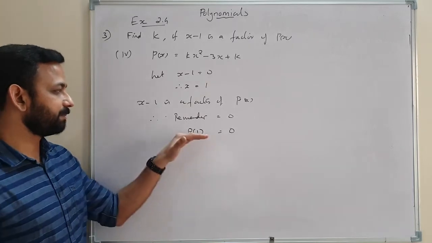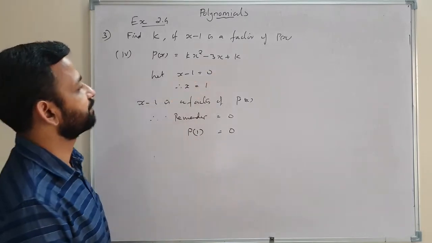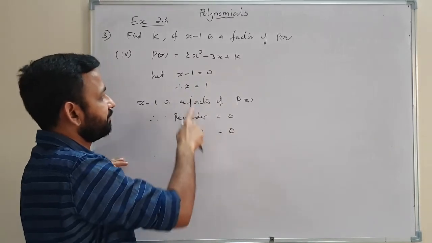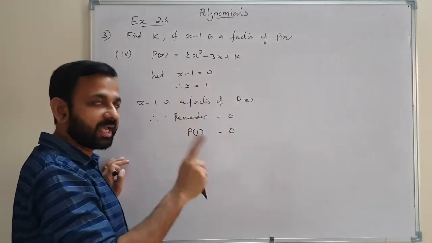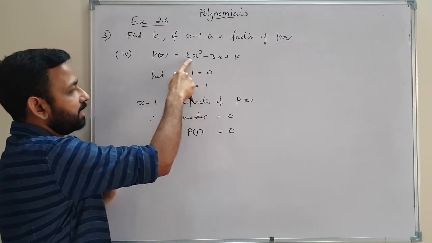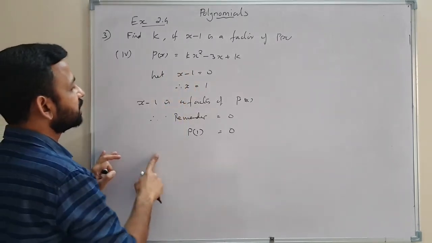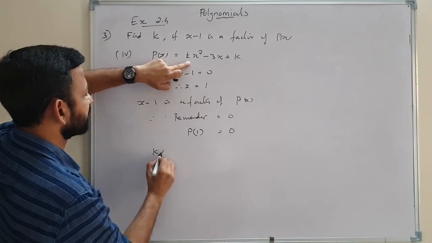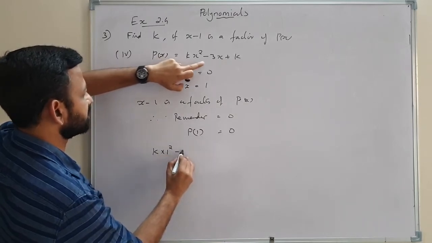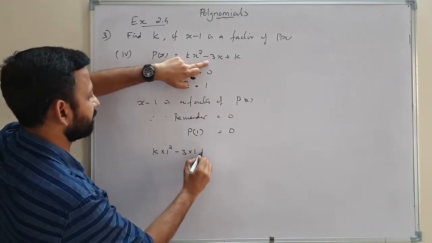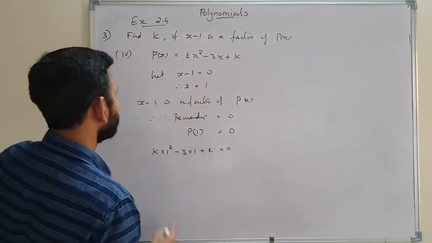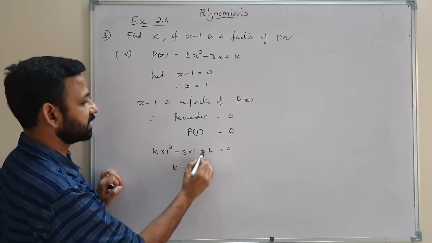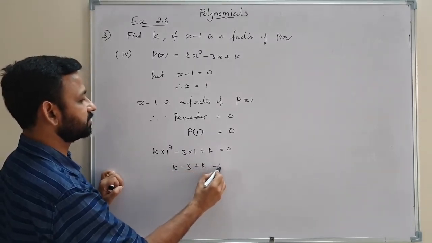Now we have to find p of 1 from this polynomial. So this is p(x). When we find p of 1, we replace x by 1. K will be there, we will not replace k. We replace x by 1. So when we replace x by 1, we get k into 1 square minus 3 into 1 plus k equal to 0. K into 1 square, that is k, minus 3 plus k equal to 0.